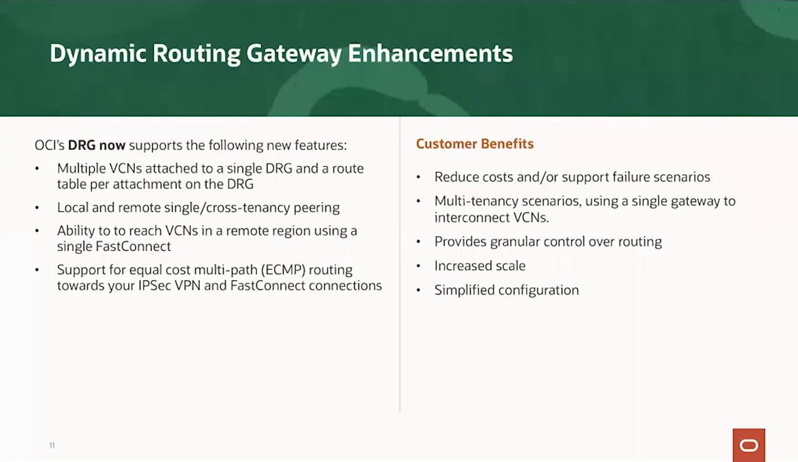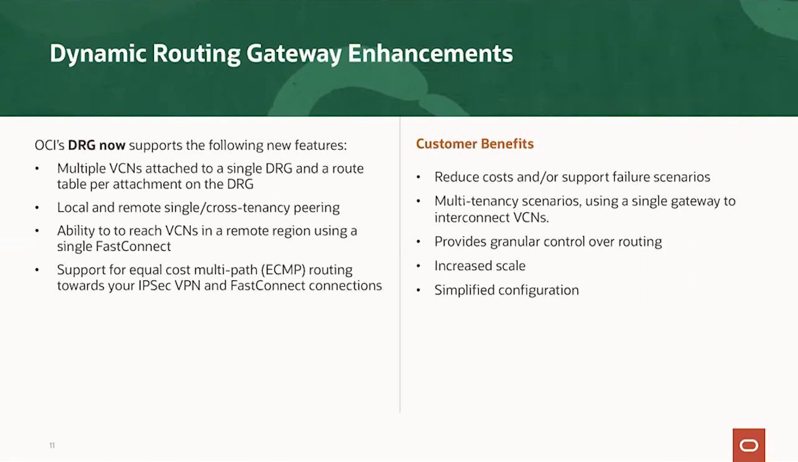We've also recently added some enhancements to the DRG, the Dynamic Routing Gateway. You may be familiar with this functionality as Transit Hub or Transit Gateway functionality. We chose to add that to our existing DRG. And so we've upgraded the DRG to support the following features. You can now attach multiple VCNs to a single DRG. So those are VCNs within the same region, which means the DRG can now be used for local peering as well. We support a route table per attachment on the DRG.